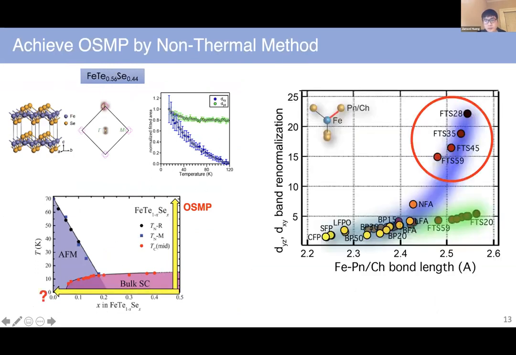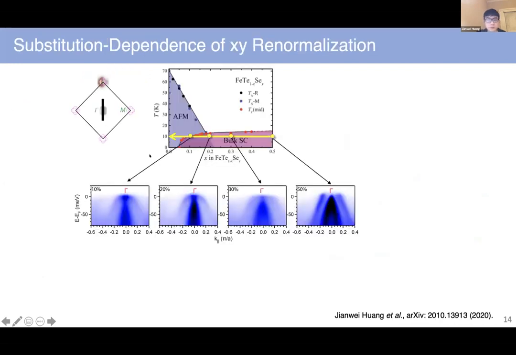In this previous diagram, we find that when we substitute selenium with tellurium, the ionic bond will increase. So the XY orbital will undergo a much larger mass enhancement. So we did this experiment.